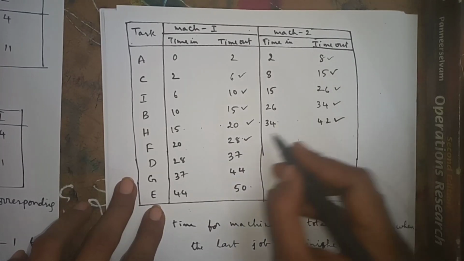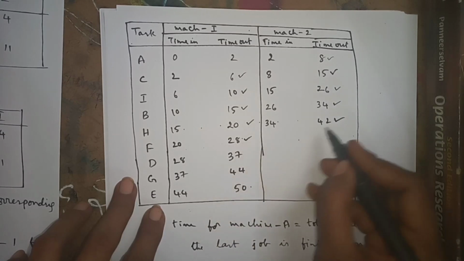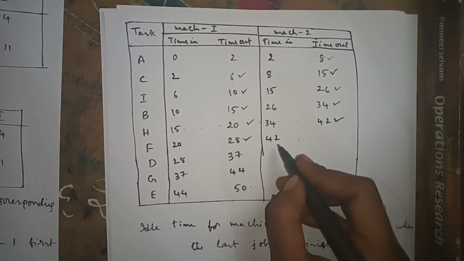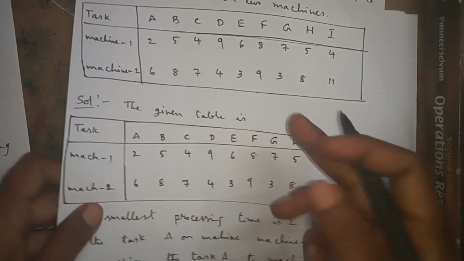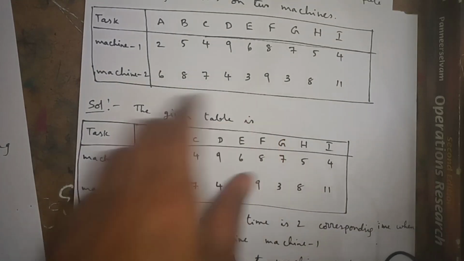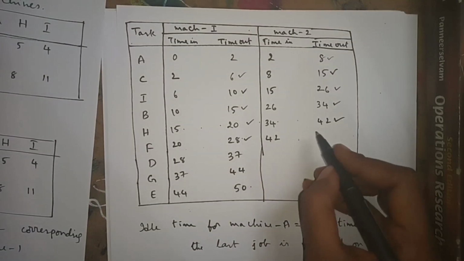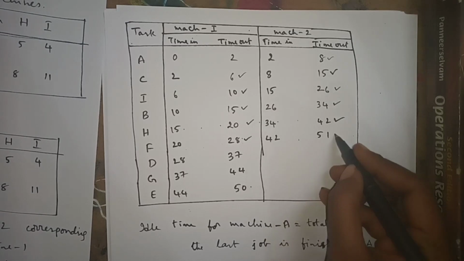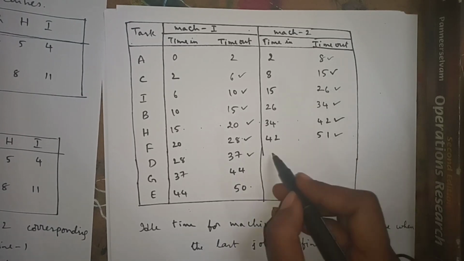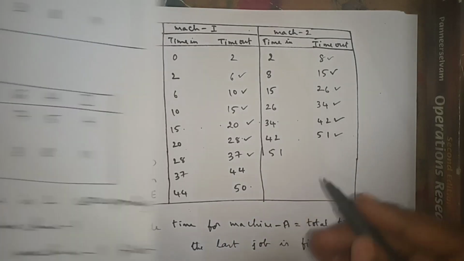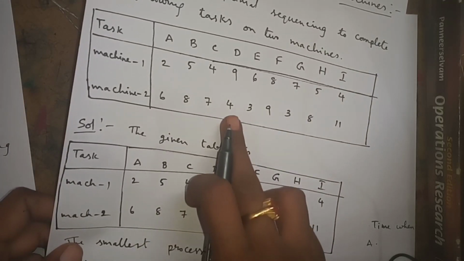42, 28. Compare these two. Which one is maximum? 42. That's why 42. 42, F. How much is F for machine B? F is 9. 42 plus 9 is 51. Now compare 51, 37. Which one is maximum? 51. 51, D machine B is 4.